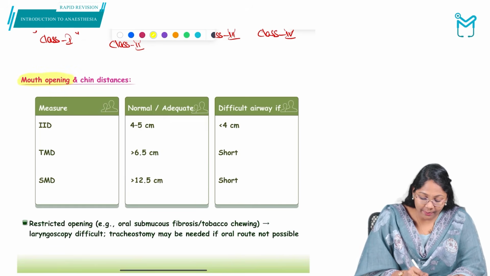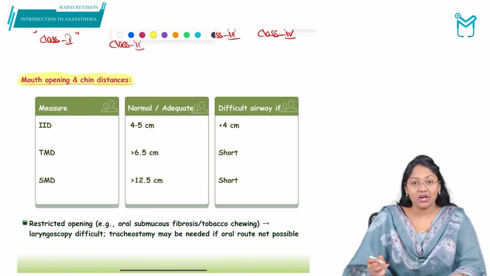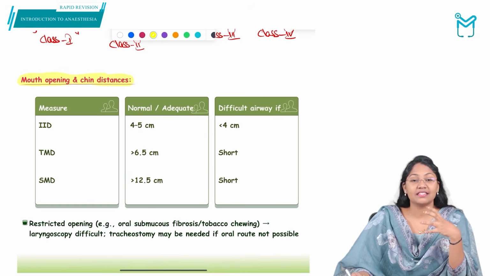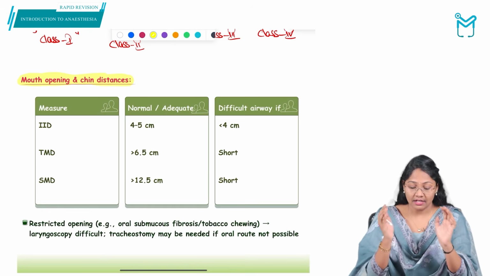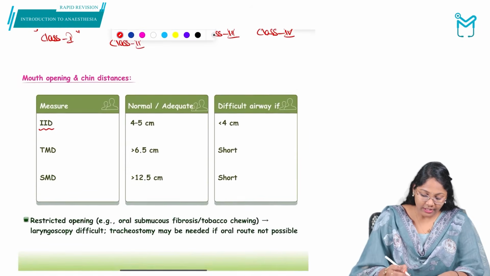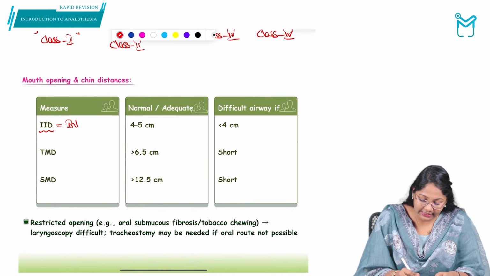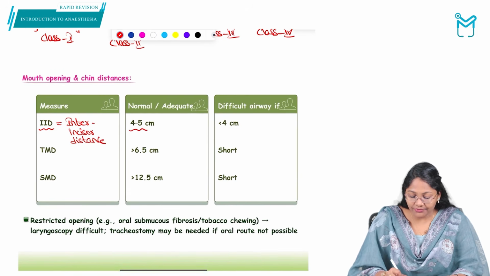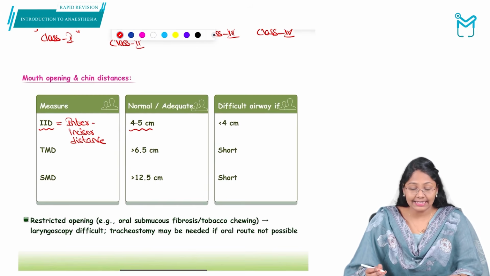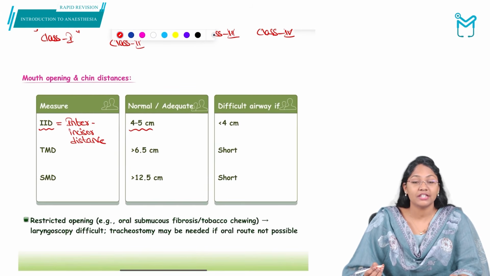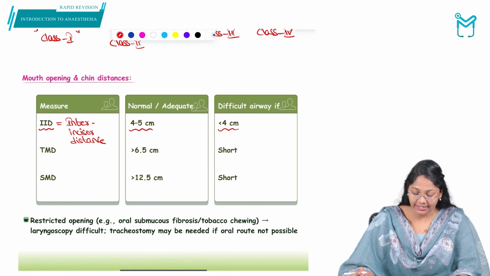Now let's see the mouth opening and chin distances. What is the Mallampati classification, as well as when I ask the patient to lift the chin, how much distance is normal for the intubation process? So what is the distance for the interincisor distance? The normal measurement is 4 to 5 centimeter. We consider it as normal as well as very easy for the intubation process. But when it is less than 4 centimeter, it is a difficult airway.